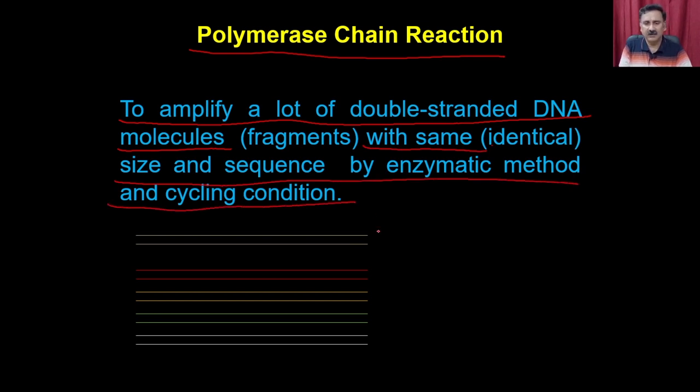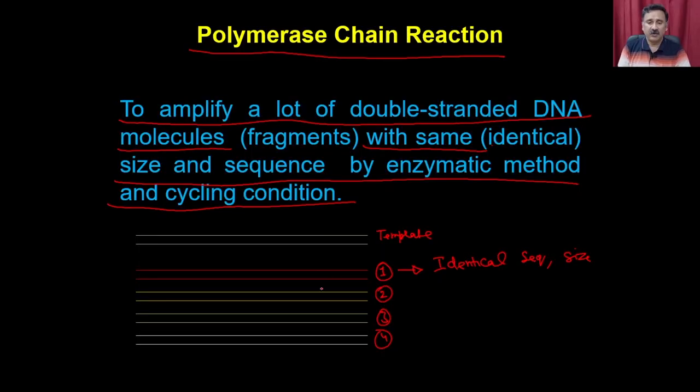For example, if this is the template DNA, then with the help of the polymerase chain reaction, you can make multiple copies of the template DNA. Like this is copy number 1, 2, 3, 4, and all these four copies are going to be identical in terms of sequence and size. So how are you going to achieve this? You achieve this because DNA is a very unique molecule, and DNA itself provides the information as well as the tools to perform this task. So what is DNA?